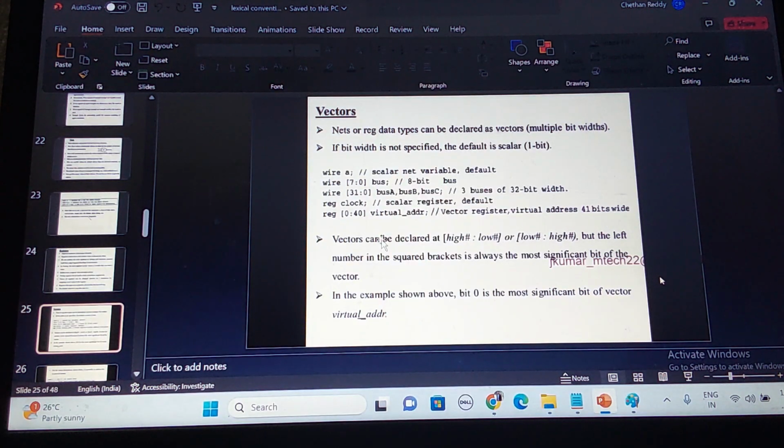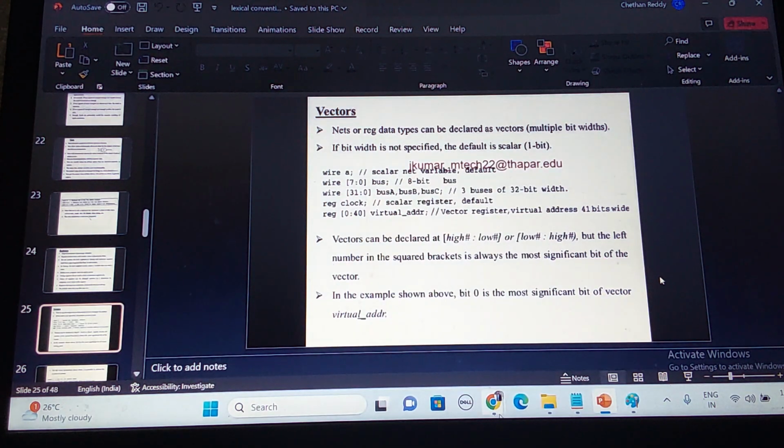So vectors can be declared in 2 ways. One is high to low, or low to high. Means you can write 7 colon 0 or you can write what? 0 colon 7. What is 7 here? It is the high value. 0 means what? Low value. If you have 0 colon 7, 0 is the low value, 7 is the high value. But in this vector, the left side number in the square bracket is always the most significant bit of the vector.